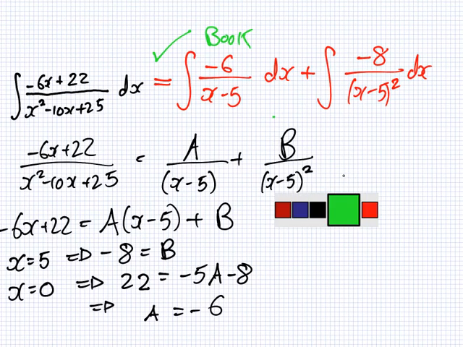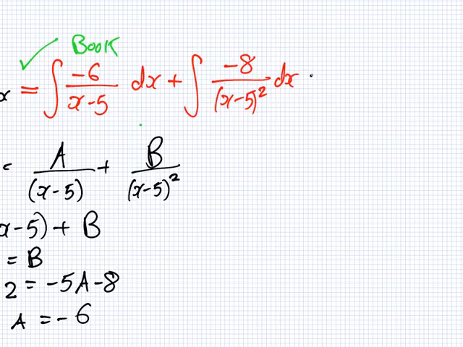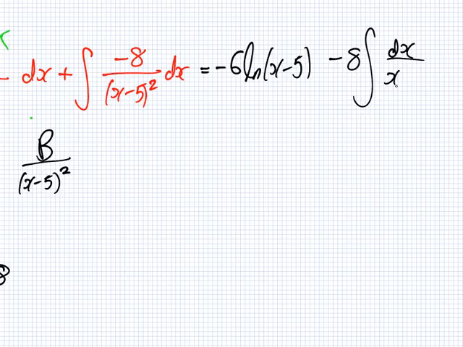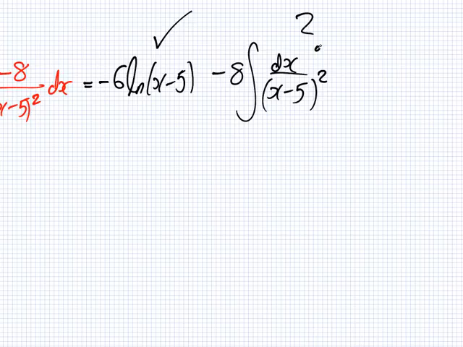So, let me go to the side here. Let's do the first one. The first one will be minus 6 log x minus 5. And then the second one here, we don't know. It'll be minus 8 dx over x minus 5 squared. So we have it half finished, but we don't know what the second one is. Any ideas on what to do for the second one?